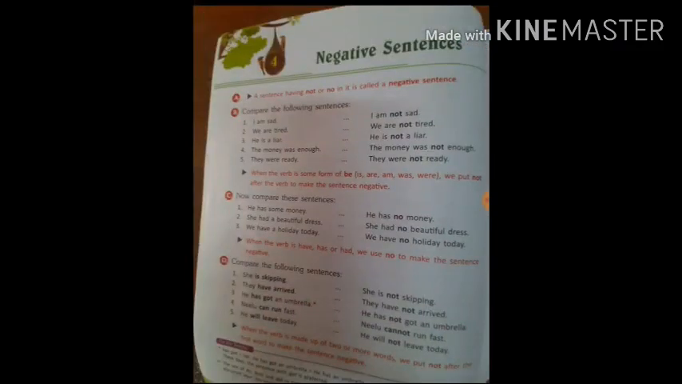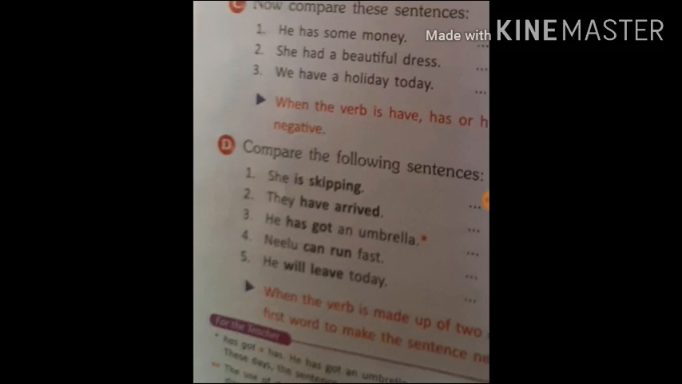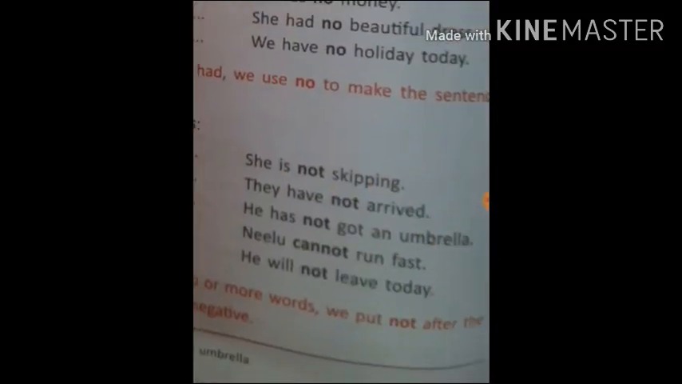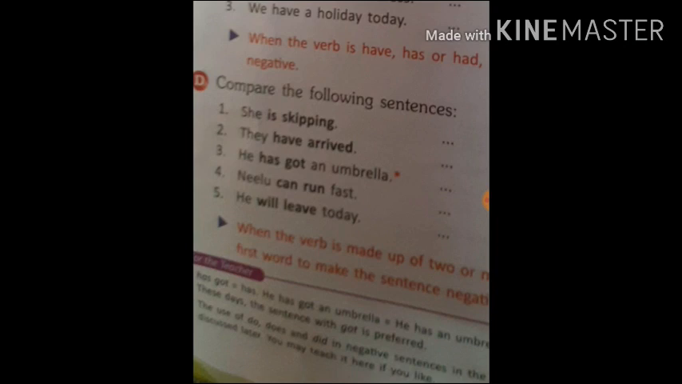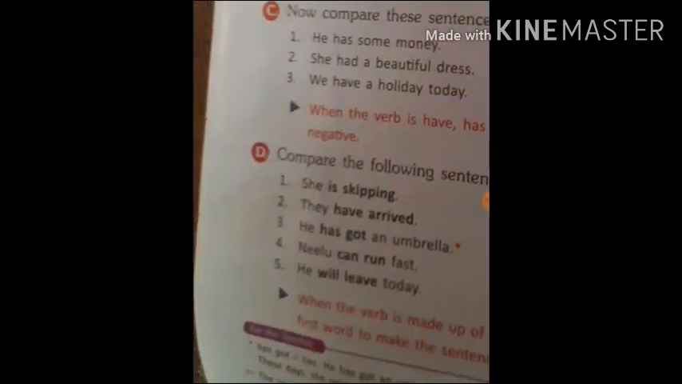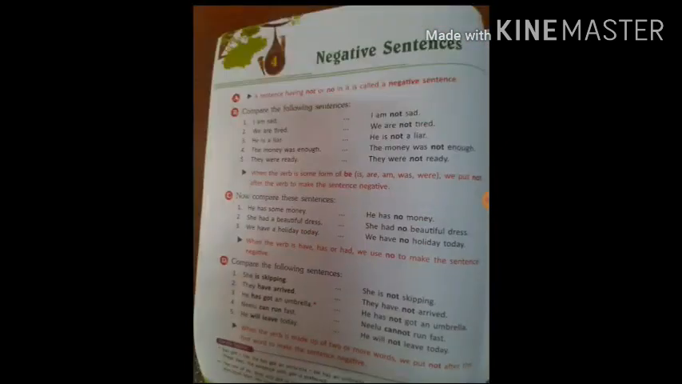Now coming to exercise D. Compare the following sentences. She is keeping, she is not keeping. They have arrived, they have not arrived. He has got an umbrella, he has not got an umbrella. Neelu can run fast, Neelu cannot run fast. He will leave today, he will not leave today. Now what is written? When the verb is made up of two or more words, when the verb has more than one word, okay, we put not.